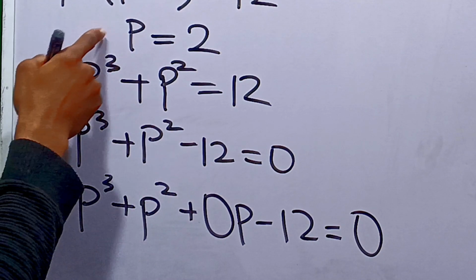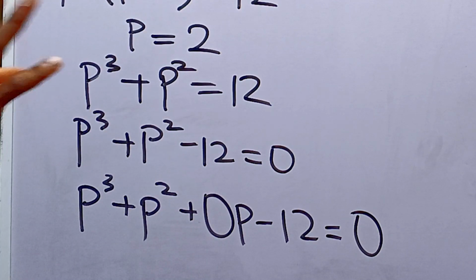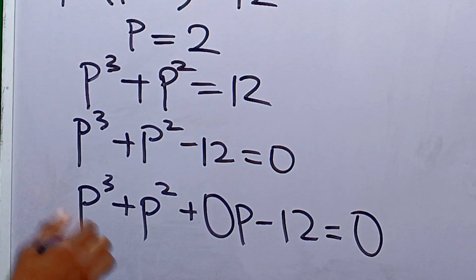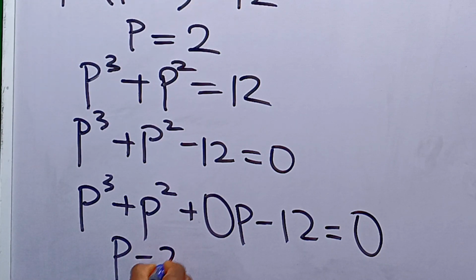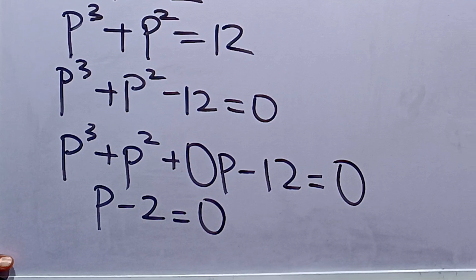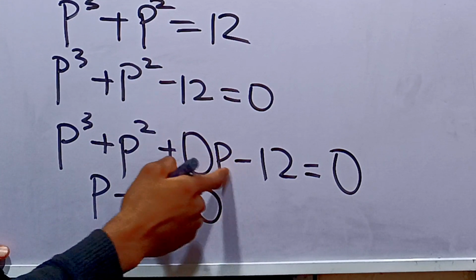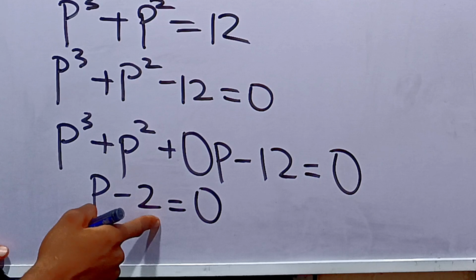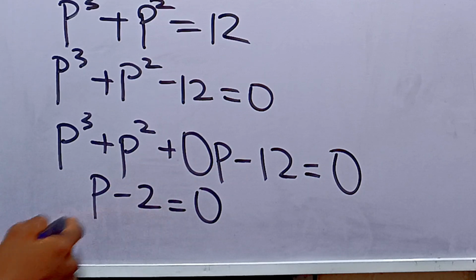Since p is equal to 2, we already have one of the factors of this expression, because p equal to 2 means that p minus 2 is equal to 0. So I'm going to put it like this. As you can see, this is a factor of this. So we go ahead and divide this expression by p minus 2.